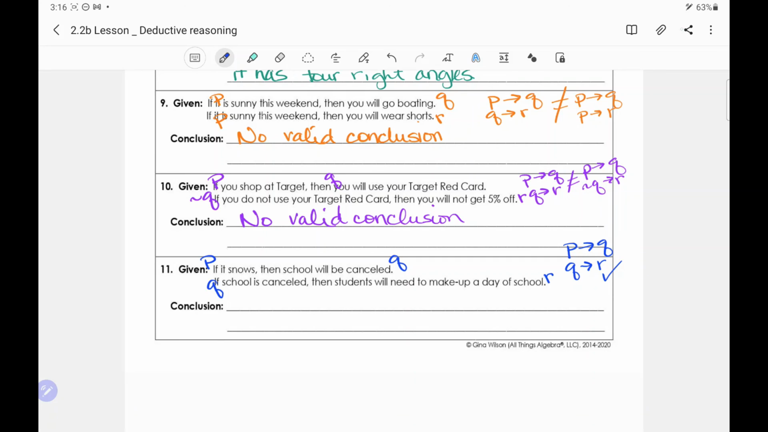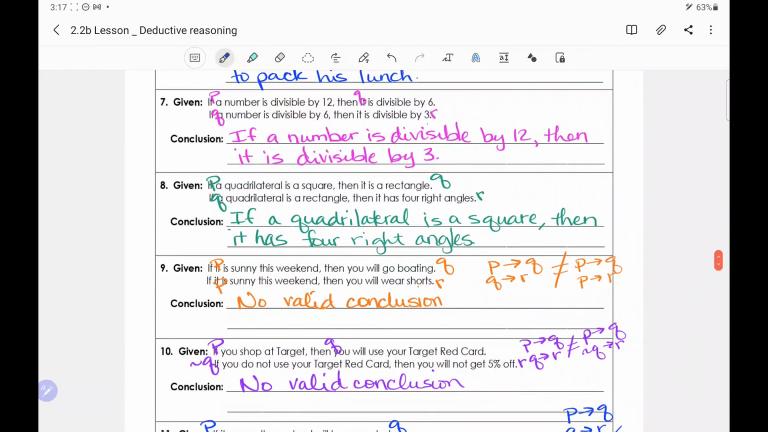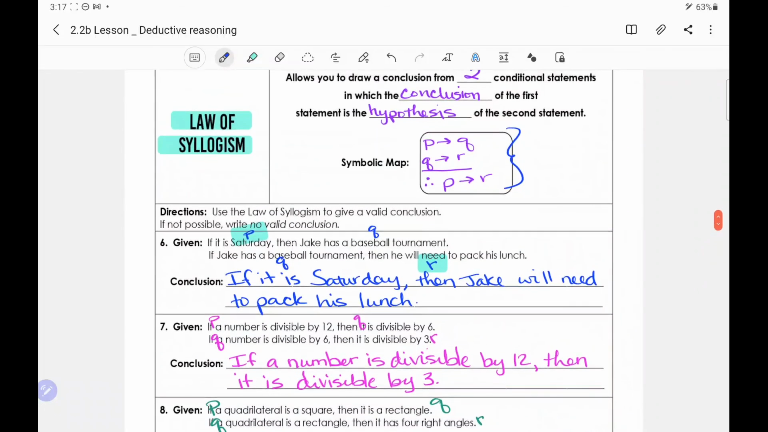So write your statement if you haven't done it yet, because mine is about to appear in 3, 2, 1. If it snows, then students will need to make up a day of school. Okay, hopefully you've got a good understanding of the law of syllogism. The key thing I hope I have pointed out to you is that we always have to double check that the Q is the conclusion of the first statement and the hypothesis of the second statement. That is a very important key detail to using the law of syllogism. All right.